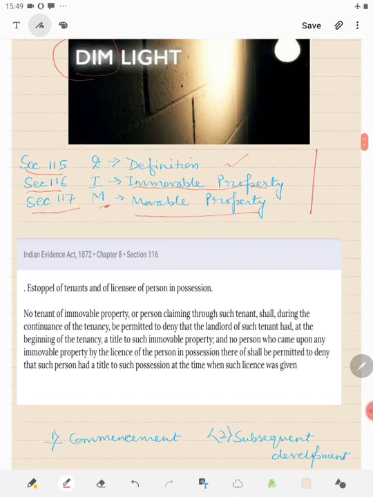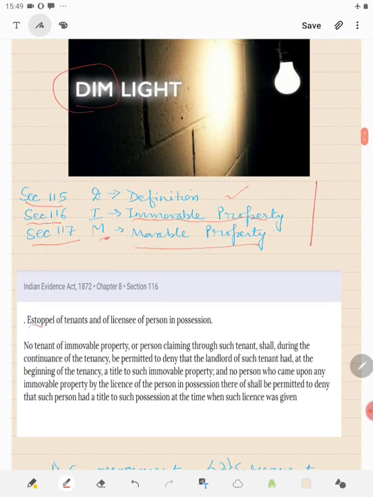Now let us see what is section 116. Estoppel of tenants and of licensee of person in possession. No tenant of immovable property. So first thing is that it has to be an immovable property or person claiming through such tenant. So, no tenant or person claiming through such tenant shall, during the continuance of tenancy, be permitted to deny that the landlord of such tenant had, at the beginning of tenancy, a title to such immovable property. This is the first part. We'll deal with the first part first.